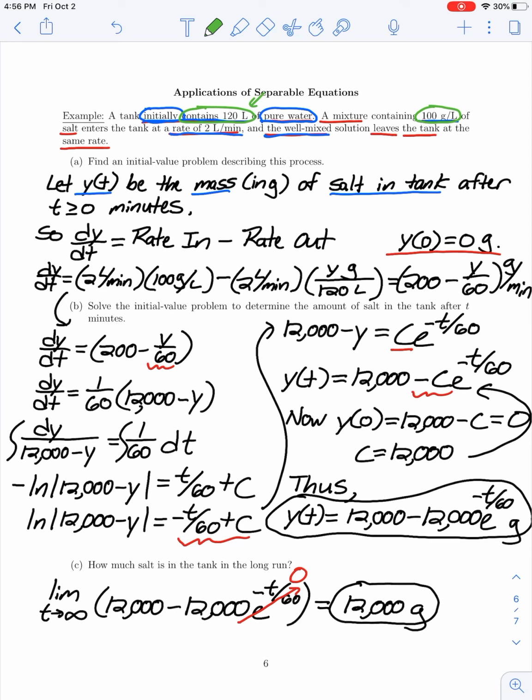We have a 120 liter tank, and the concentration of fluid after a long period of time would be 100 grams per liter. So taking the product of our 120 liters and 100 grams per liter, we get our 12,000 grams of salt that would be expected to be in the tank in the long run. So since that seems to make physical sense in relation to the problem, we suspect that our model is a good model and that we got the correct solution of this initial value problem.